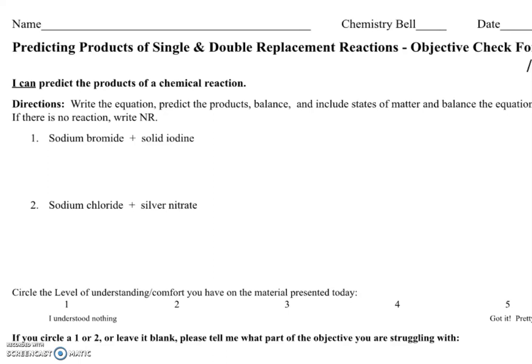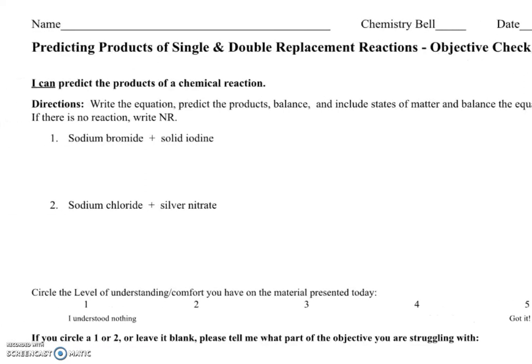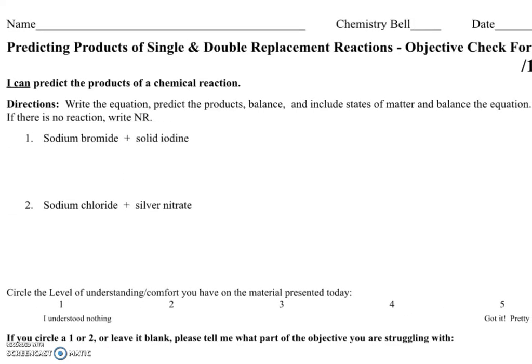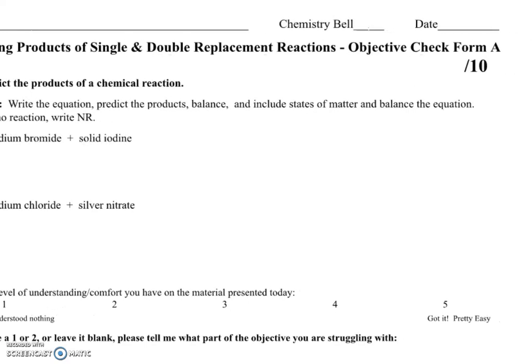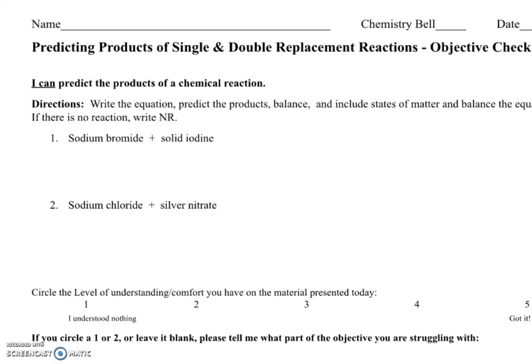So let's start with Form A. We're going to be on Form A. It's going to be out of 10 points. The directions are write the equation, predict the products, balance, and then also include the states of matter and balance. Oh, balance twice, sorry. And if there's no reaction, write NR.